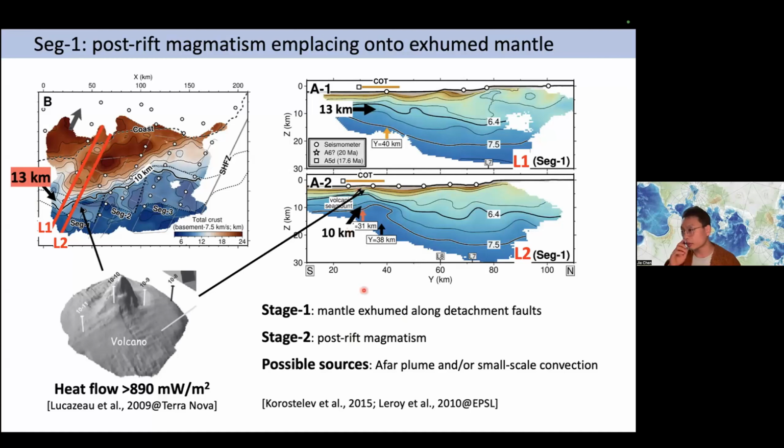But the source of the post-rift magmatism is not clear, maybe from the Afar plume or small-scale convection after the continental breakup or during the early seafloor spreading.